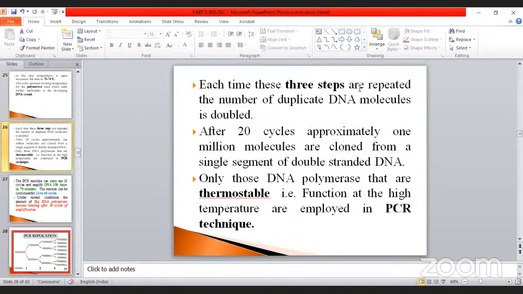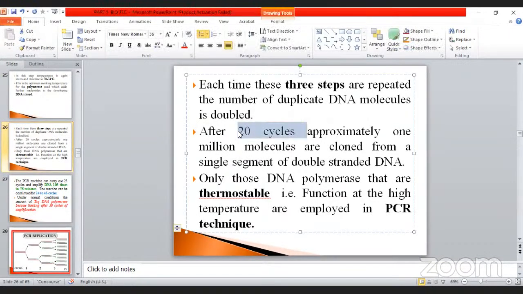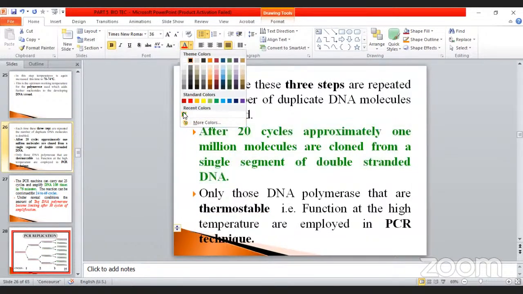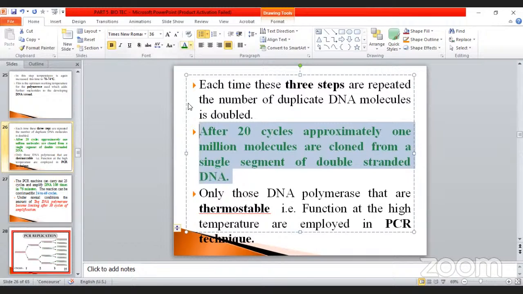Each time these 3 steps are repeated, the number of duplicate DNA molecules is doubled. Already we discussed in the diagrammatical aspects. After 20 cycles, note it down, after 20 cycles, approximately 1 million molecules are cloned. How many millions? 1 million molecules are cloned from a single segment of double-stranded DNA. This is the exact result we should expect.